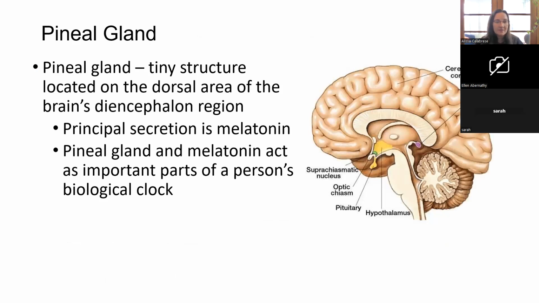Pineal gland. So this is a gland that's within the brain, but it secretes a hormone, right? So the pineal gland is going to secrete the hormone melatonin. Melatonin is your body's response to low light levels. So as the sun goes down and there's less light coming in through your eyes, your brain will start to release melatonin, and that's going to be a signal that it's time to go to sleep at night.